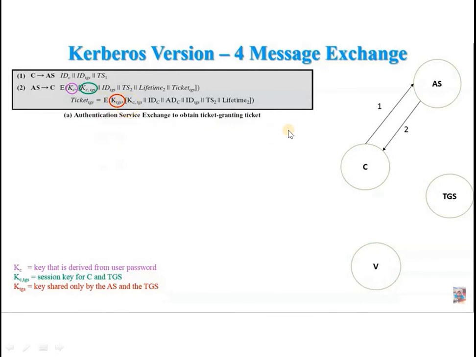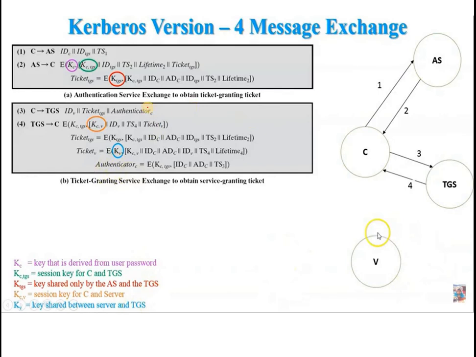Next, the third step and fourth step together are called the ticket granting service exchange to obtain the service granting ticket. As we know, in the third step, the client can't decrypt that particular ticket. What will he do? He will send that ticket, the ticket TGS, along with the identifier IDV, and then the authenticator C. All this information he will share with the TGS, that is the ticket granting server.